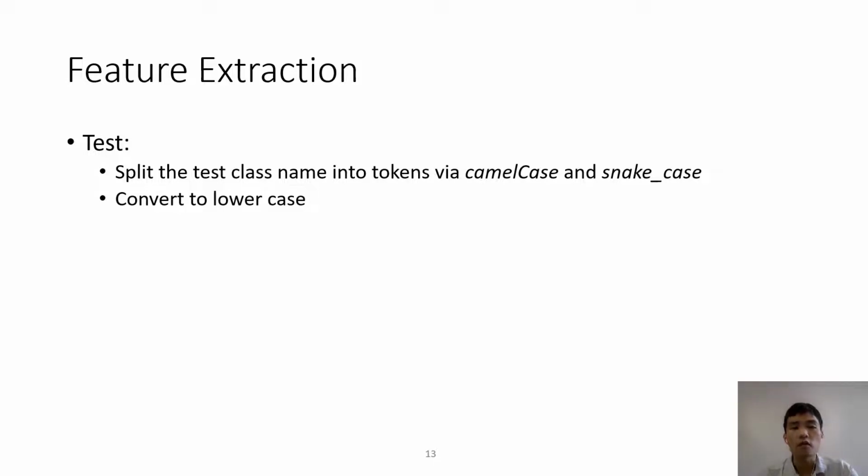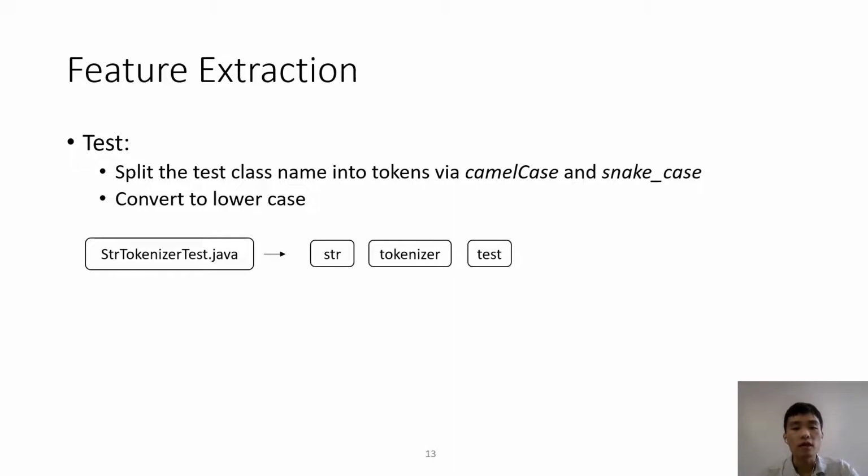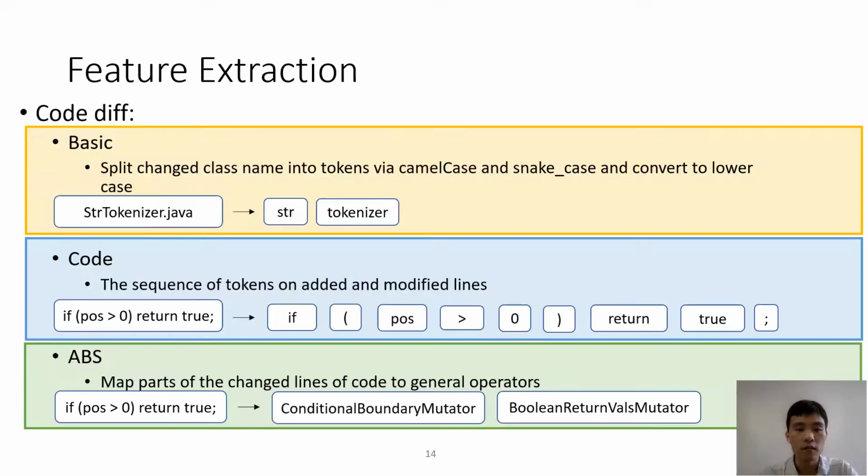First, for all test classes, we split the test class name into tokens via camel case and snake case and convert to lowercase. For example, the test class string tokenizer test will be tokenized into three tokens: string, tokenizer, test. Second, for code diff, we preprocess and extract features from the change. We use three approaches for feature extraction.